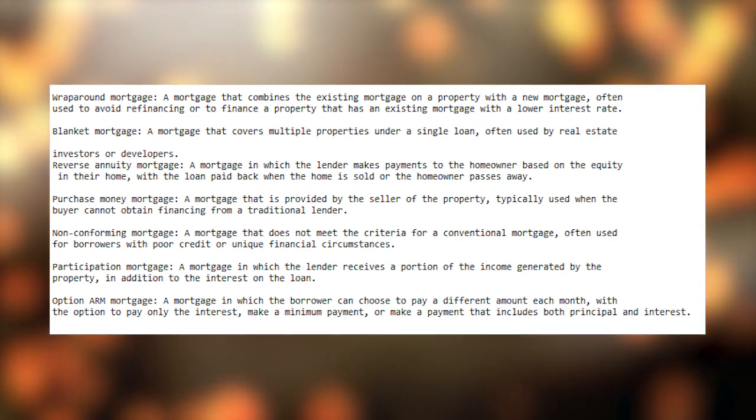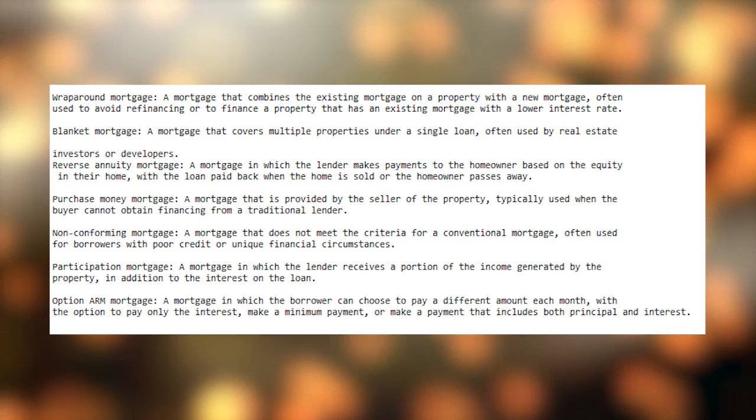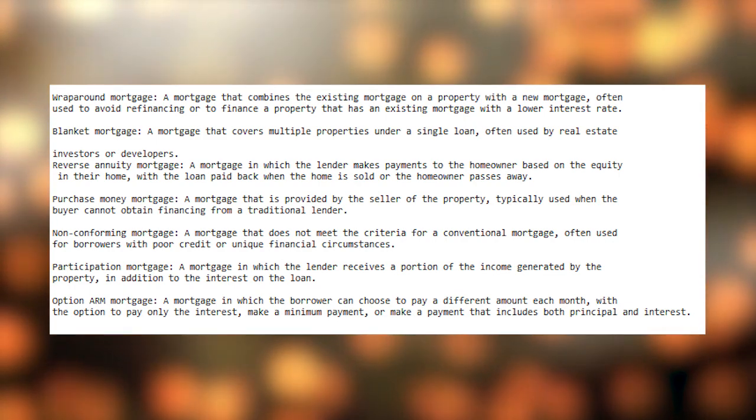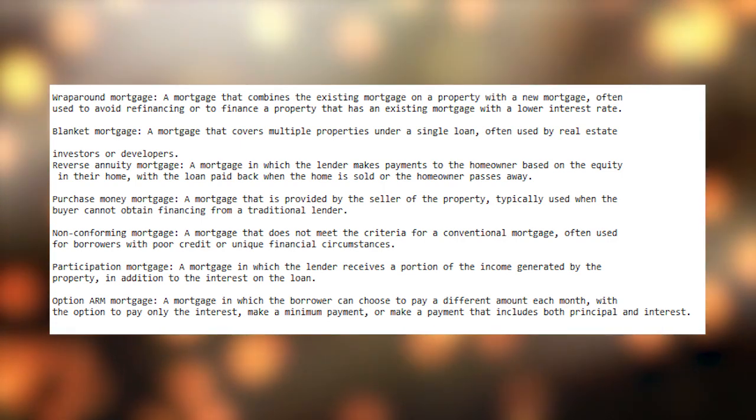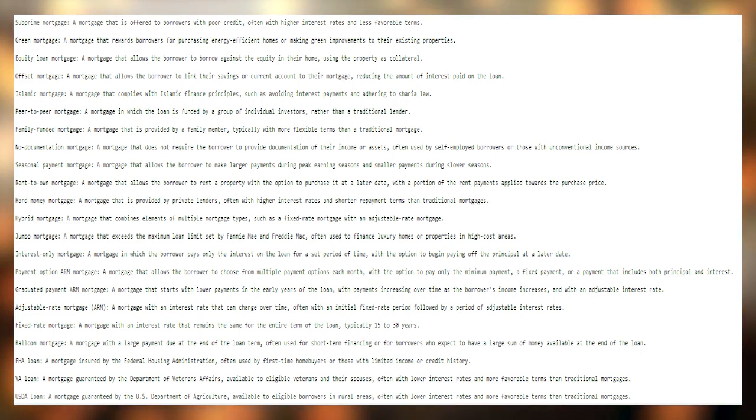Option R mortgage, a mortgage in which the borrower can choose to pay a different amount each month, with the option to pay only the interest, make a minimum payment, or make a payment that includes both principal and interest. Subprime mortgage, a mortgage that is offered to borrowers with poor credit, often with higher interest rates and less favorable terms. Green mortgage, a mortgage that rewards borrowers for purchasing energy-efficient homes or making green improvements to their existing properties.